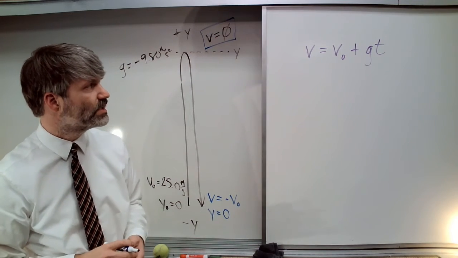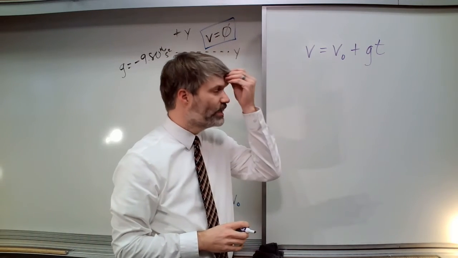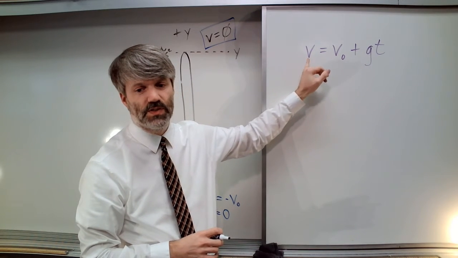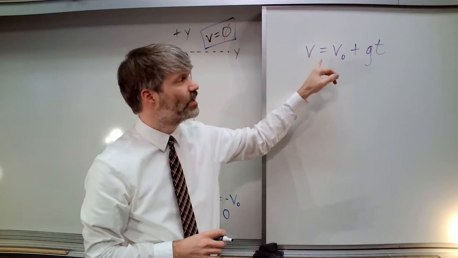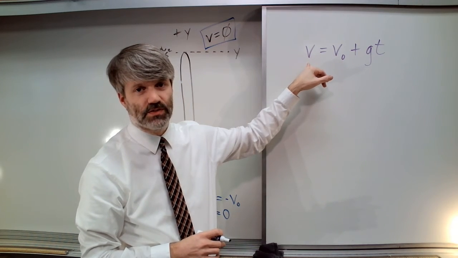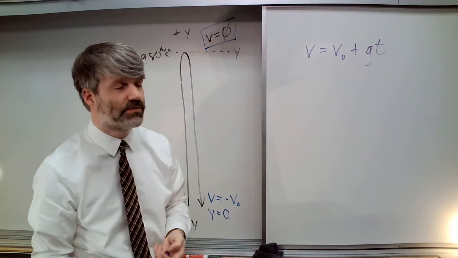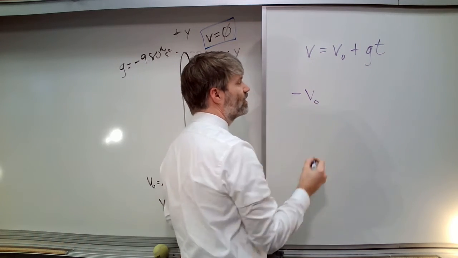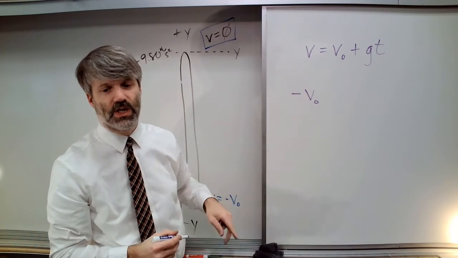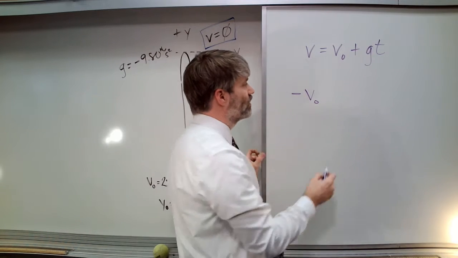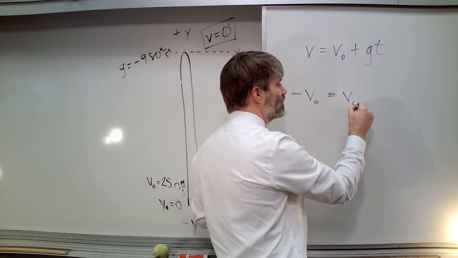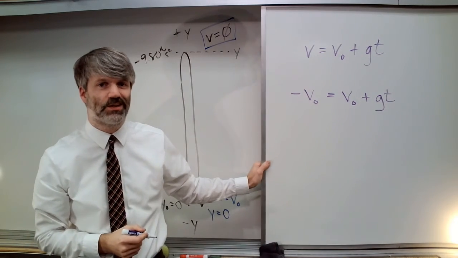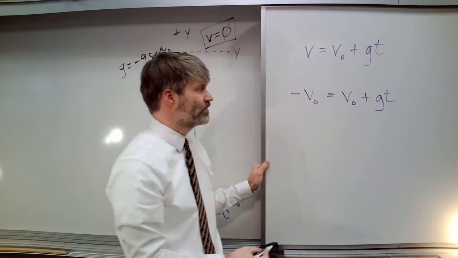Now, in this case, all we really need is the initial velocity, because we know that these two will have the same magnitude, but opposite directions. So, in solving for time, the first thing I'm going to do is substitute negative v naught in for the final velocity when it hits the ground there. So I've got negative v naught is v naught plus g times t. Let's solve this for t.